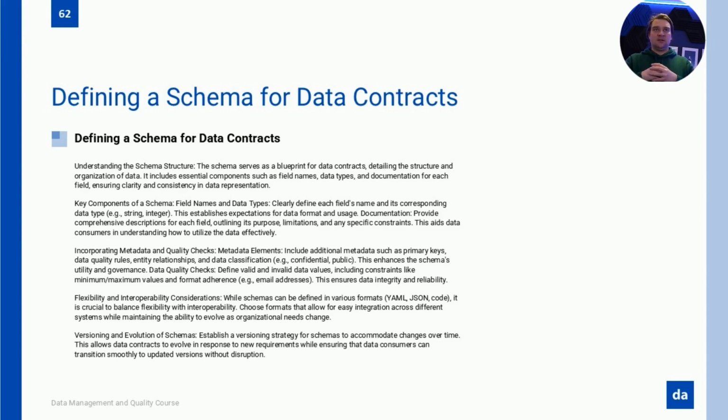To enhance the schema's utility and governance, add metadata elements, include primary keys, entity relationships, and classifications like confidential or public. Define quality checks: set rules for valid values, format adherence, and range constraints. Example: email fields could enforce formats like name@domain.com to prevent errors and ensure integrity. Metadata acts like a librarian categorizing books, making it easier to find, trust, and use the data effectively.